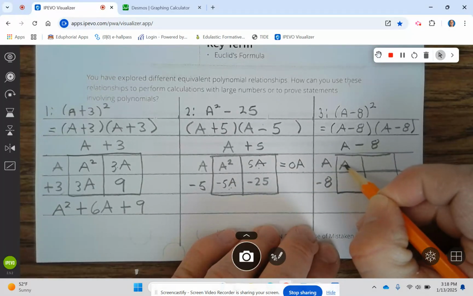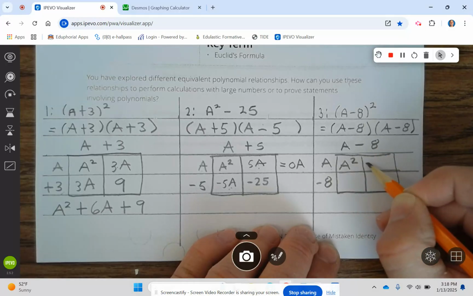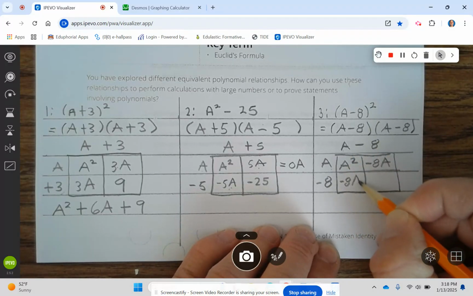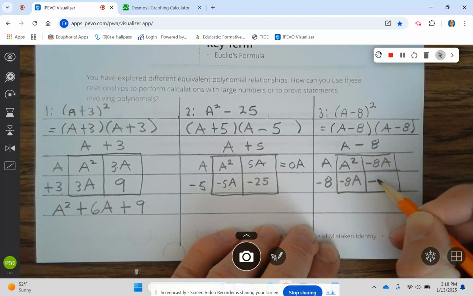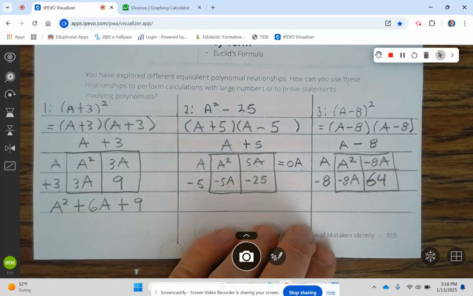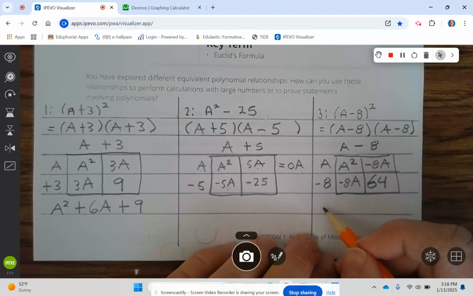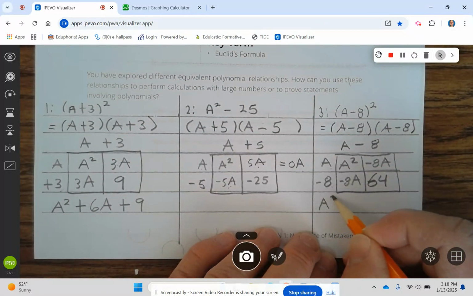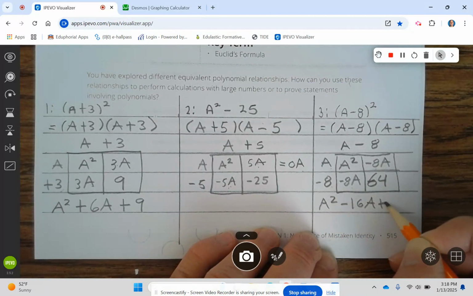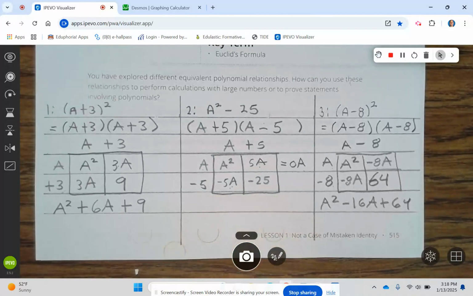A times a is a squared. A times negative 8 is negative 8a. Negative 8 times a is negative 8a. Negative 8 times negative 8 is positive 64. So then we have a squared, negative 8a and negative 8a is minus 16a, plus 64. All right, go ahead and finish up the warm-up.